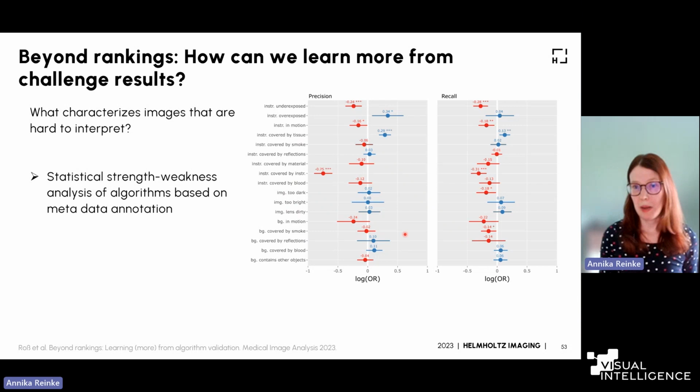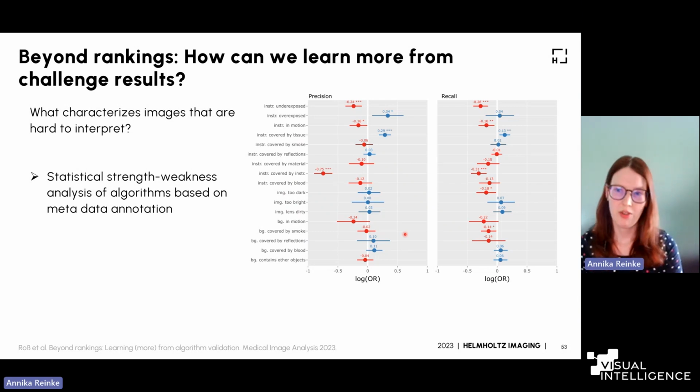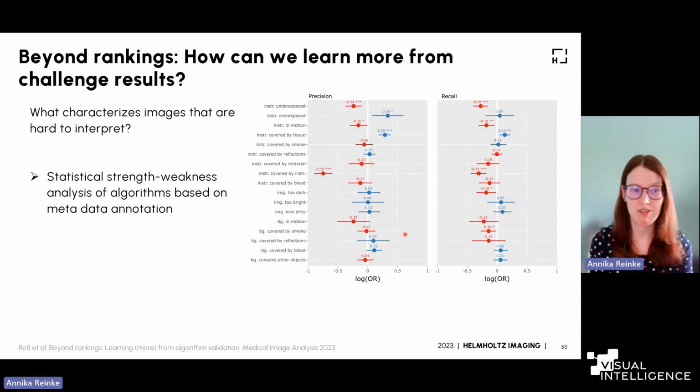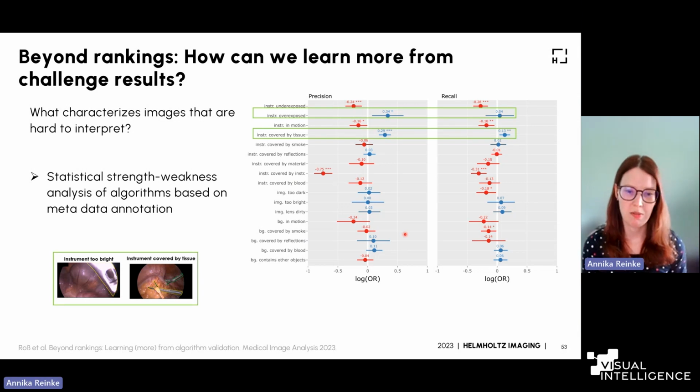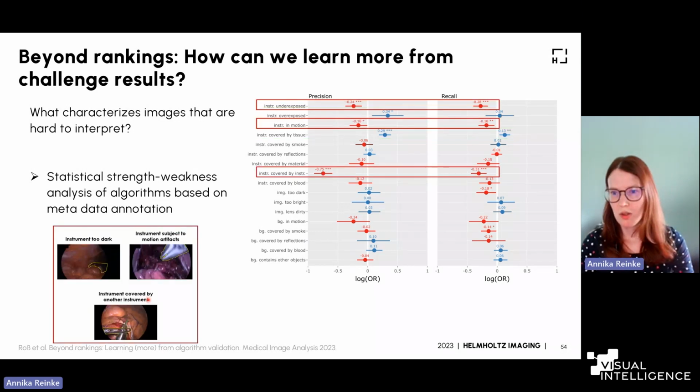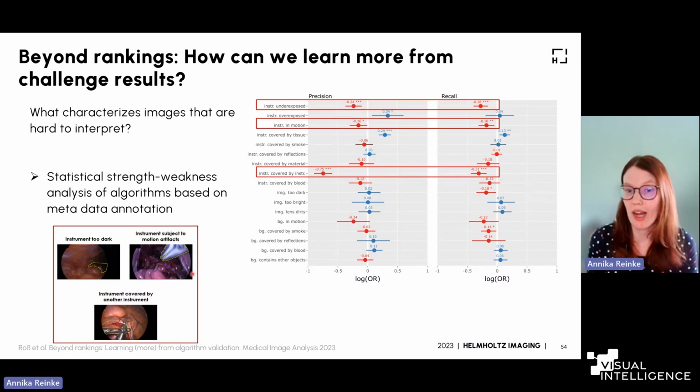Based on our mixed model analysis, we could then find which are the factors that positively or negatively influence the results. Surprising also for us, there were some things like overexposed instruments or instruments covered by tissue, as you see in the examples on the bottom, that positively influenced the algorithm performance. But we also found the ones that are actually hard for the algorithms of the challenge, which you see at the bottom. This is really quite helpful if you want to tackle future algorithm development, to see, okay, these are the things that are currently not handled very well in a challenge. So I will work on an algorithm that is especially good at covering those.